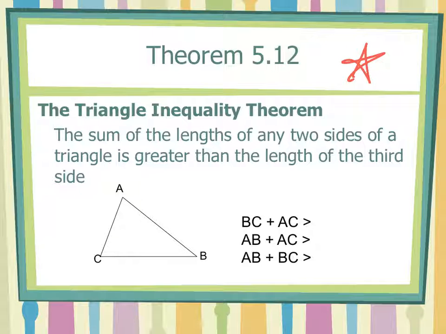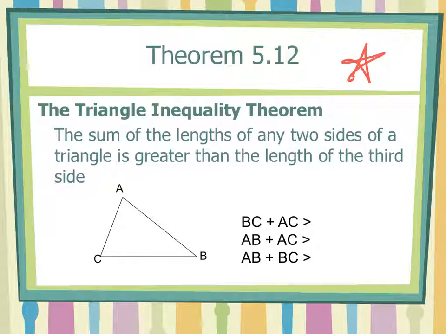So think about this. 3 toothpicks in my hand. Will they make a triangle? Yes, because look, these 2 together are definitely longer than the third side. These 2 together are definitely longer than that side. No matter what combination I make, any 2 of them will always be greater than the third.